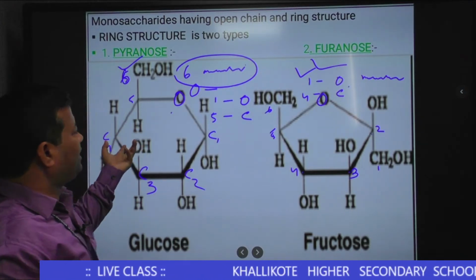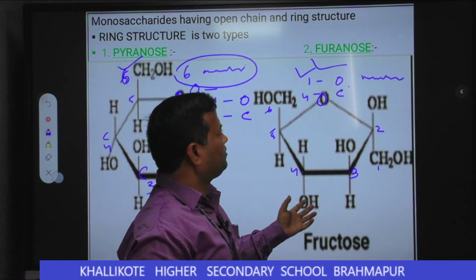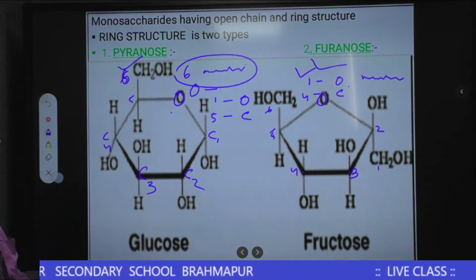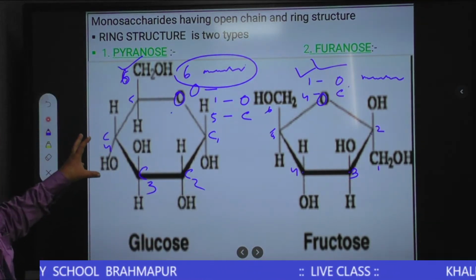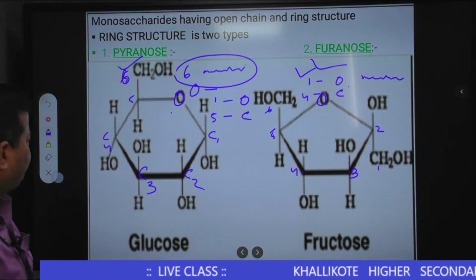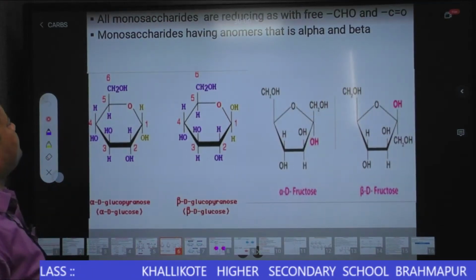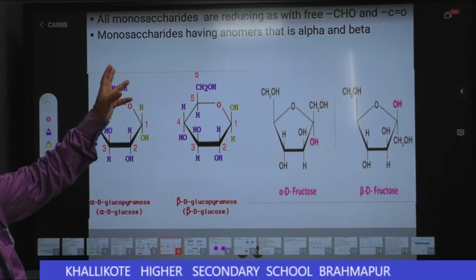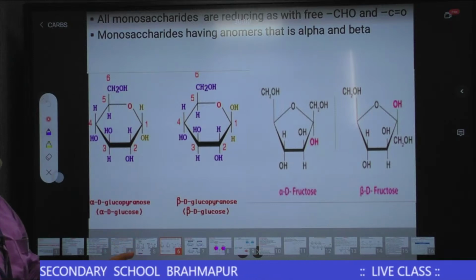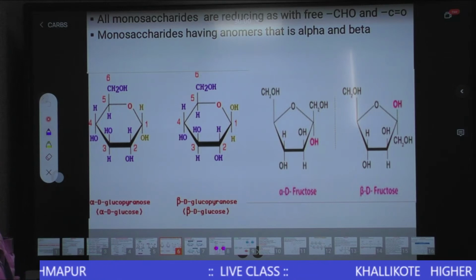This is fructose. This is the structure of fructose. Fructose has the furanose form, glucose has the pyranose form. This is the glucose form, this is the fructose form. But now we come to the next structure. All monosaccharides are reducing in nature because they have a free aldehyde or ketone group. So, all monosaccharides are reducing in nature.